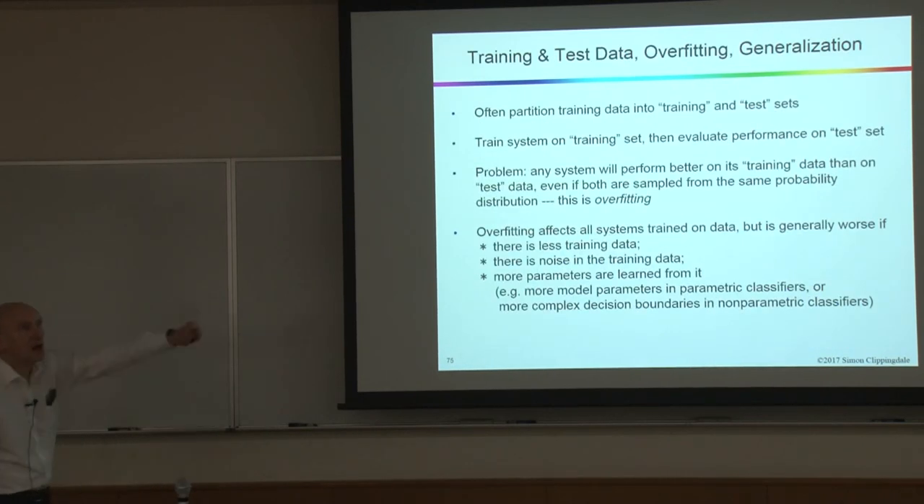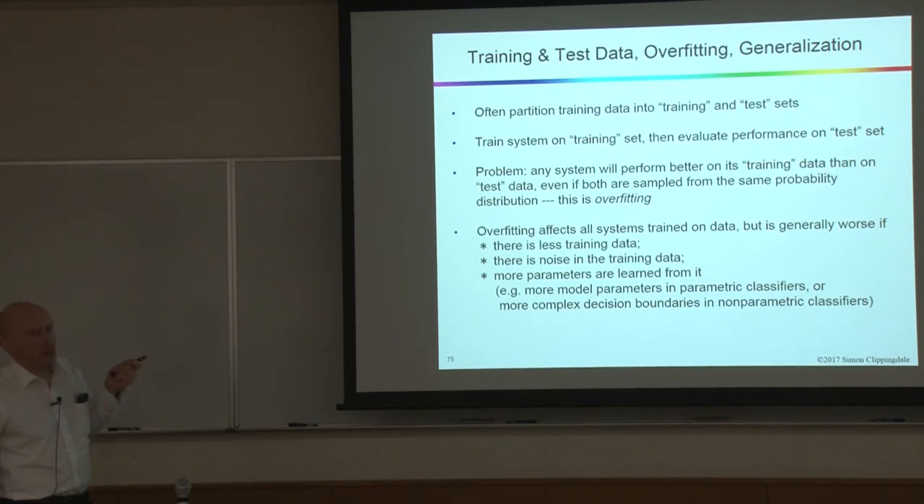Okay, we'll keep going a little longer and then we'll bail out. There's a problem called overfitting with any kind of classifier, and the issue of generalization comes up. We usually partition training data into training and test sets. So you train your system with the training data and then test it with the test data.